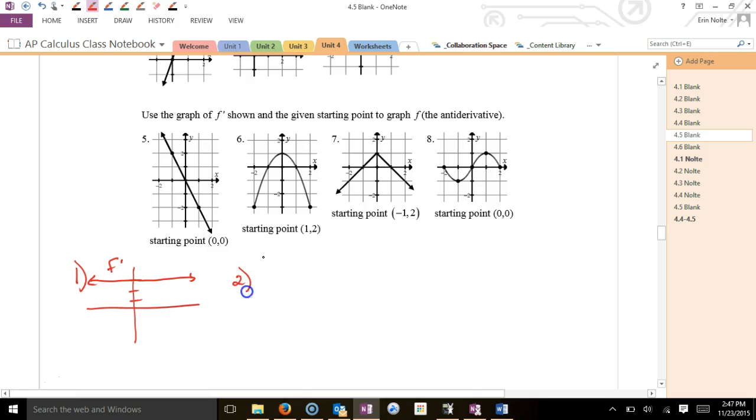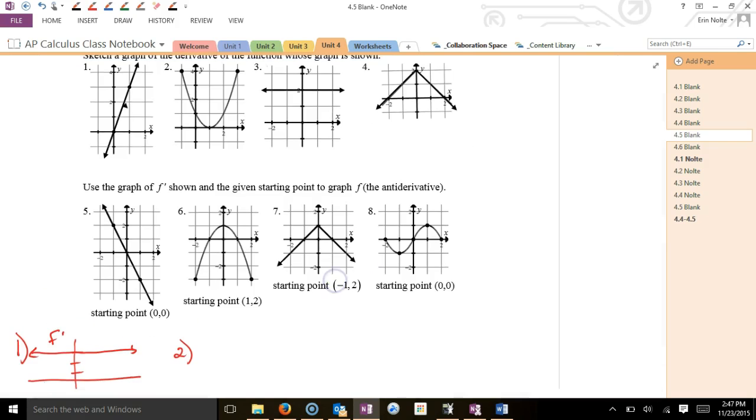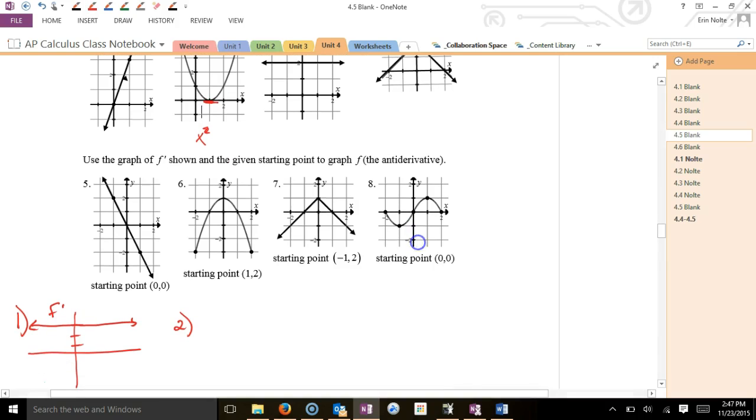For example, number 2, this one is an x squared function. So we know that the derivative would be linear. We have a minimum value when x is 1. That just means that it's going to cross the x-axis at 1, 0.